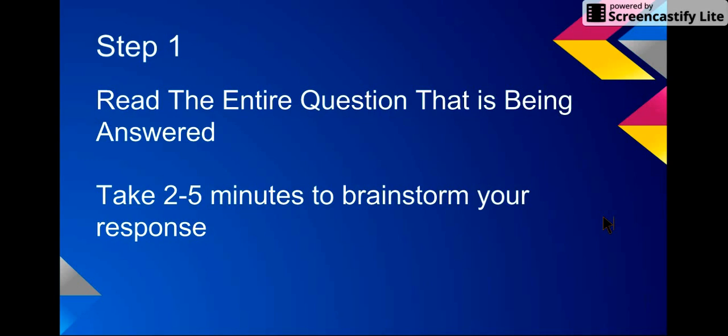By reading the entire question, one can see if certain parts of it will require you to piggyback off other parts. Also, by reading the entire question, one will be able to better plan their answer.